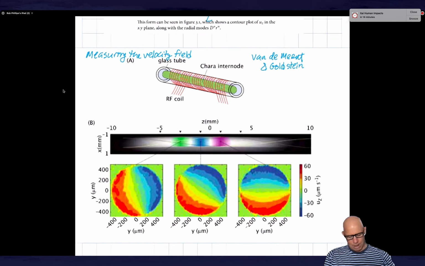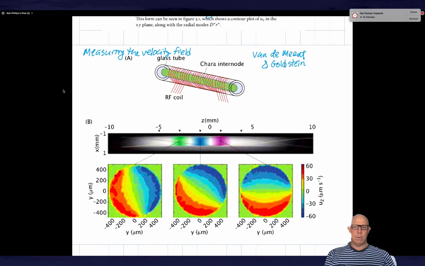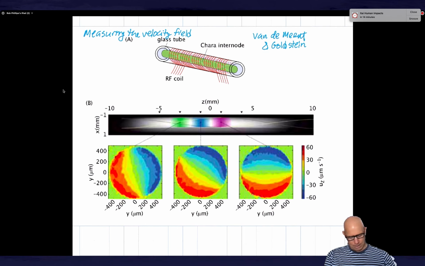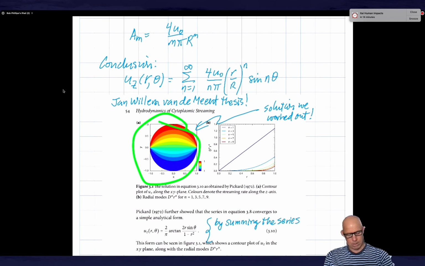Now I wanted to just comment for a second on the measurements. What I'm showing you here is measurements of the velocity field that were done by Jan Willem van der Meer, and this is awesome and amazing because what we just calculated was this solution, but because this is the helical geometry, in other words, it's not perfectly going up and down, but instead it's going like the barbershop pole. As he moves along the cylindrical axis, this whole velocity field is twisting, but the structural form of it is the same as what I showed you up here.